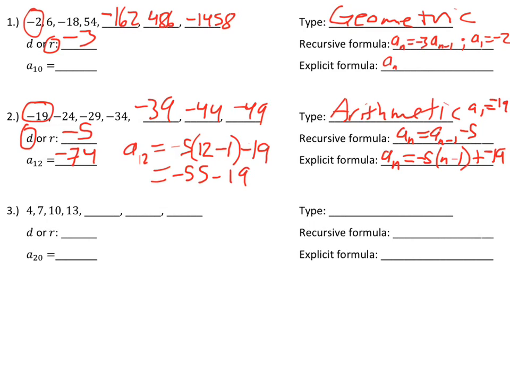For the explicit function, you need to say, if you want the nth term of the sequence, you have to take -2, and you have to times it by -3 to the n-1 power. So there we go, that one's good to go.